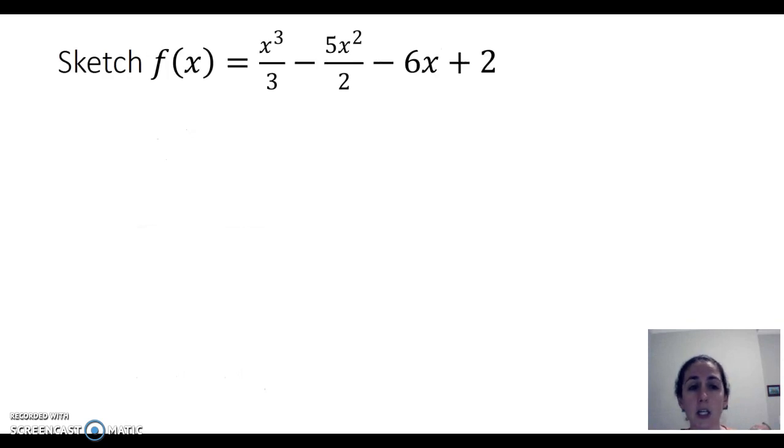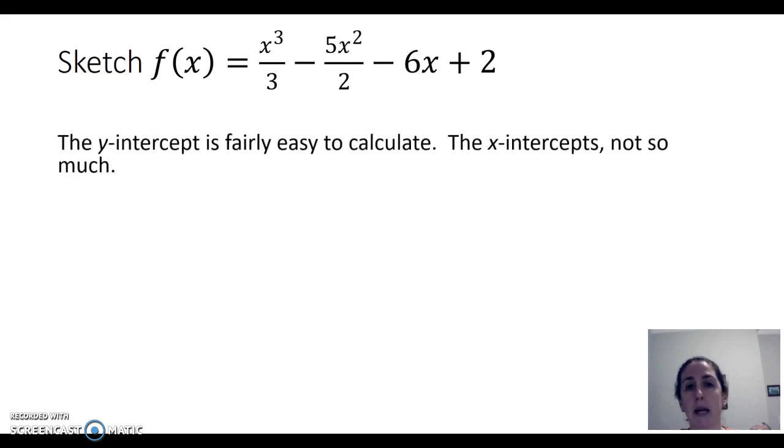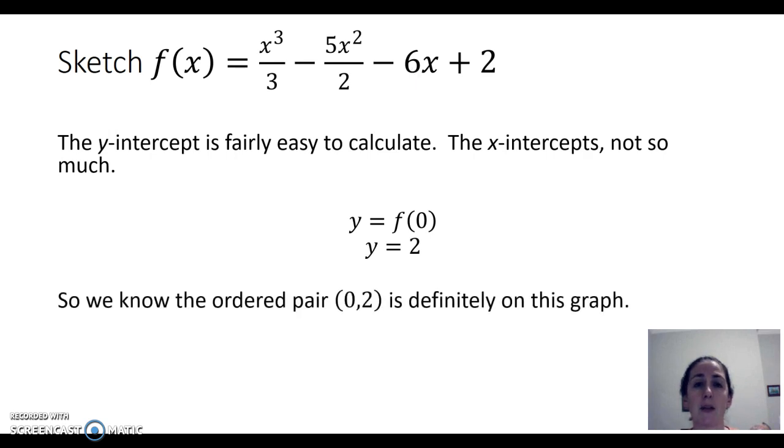So let's sketch x cubed over 3 minus 5x squared over 2 minus 6x plus 2. Now the x-intercepts are not really going to make a whole lot of sense for us to calculate because I don't want to factor that and set each factor equal to 0, so I'm going to skip those. But the y-intercept should be fairly easy because you just plug in x equals 0, and everything goes away, and we're left with 2. So we know for a fact that the ordered pair (0, 2) is on the graph, and the graph is going to go through the y-axis there.